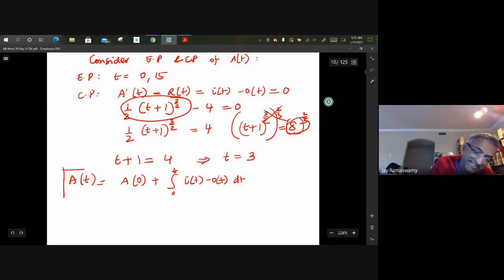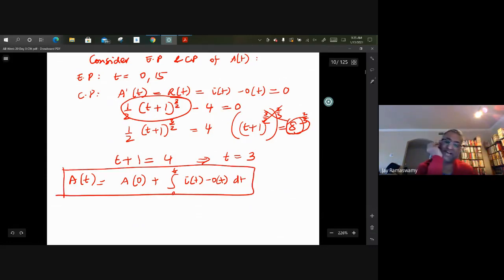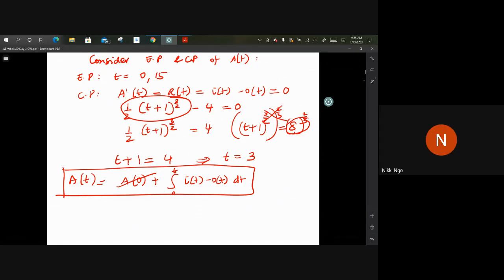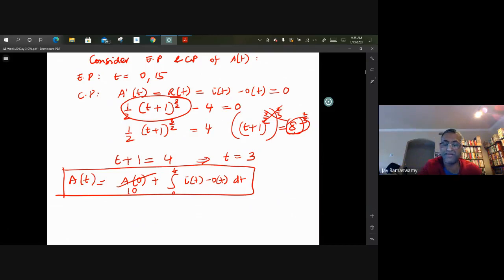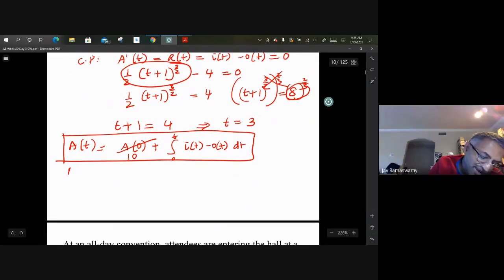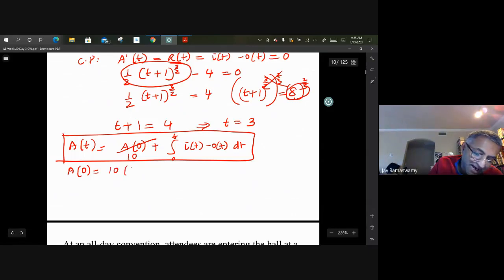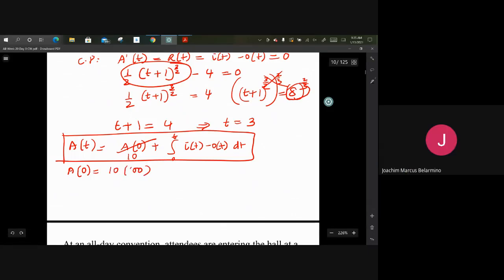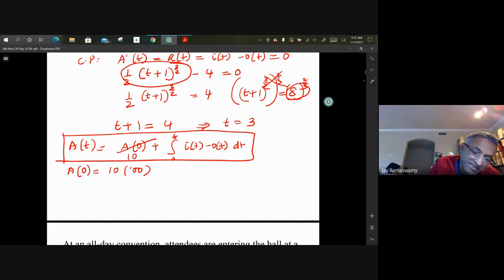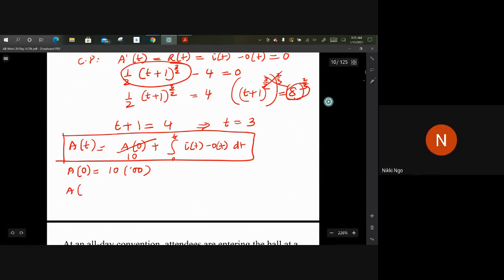Put this in a box. That's the general concept of A of T, correct? We're using the net change corollary, in case you're not making that connection. And what's A of 0 given to me? 10. Everybody okay there? Now I will just do the first couple of steps and we move on. We need A of 0, which is 10, but in hundreds. Okay, what else do we need to find? A of 15.